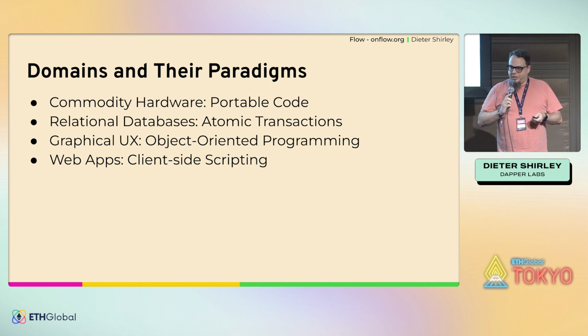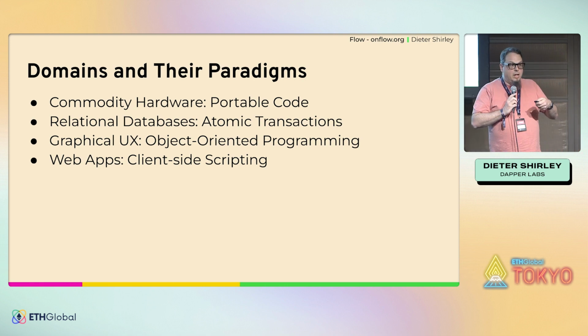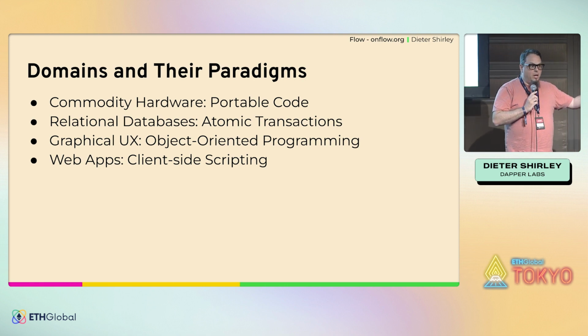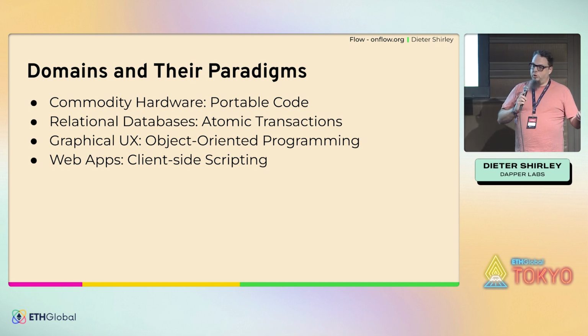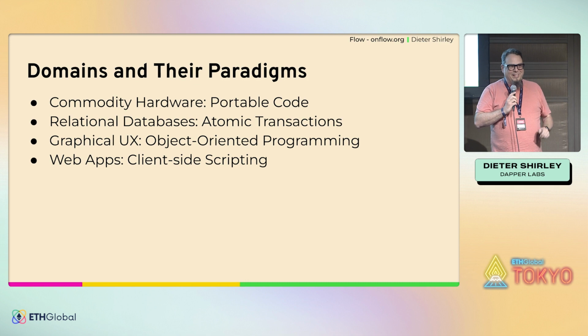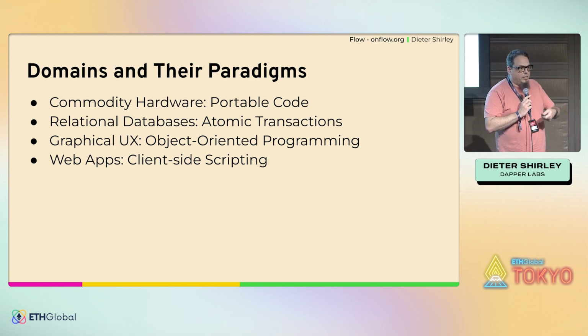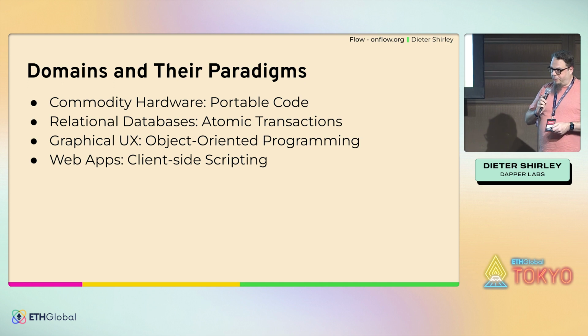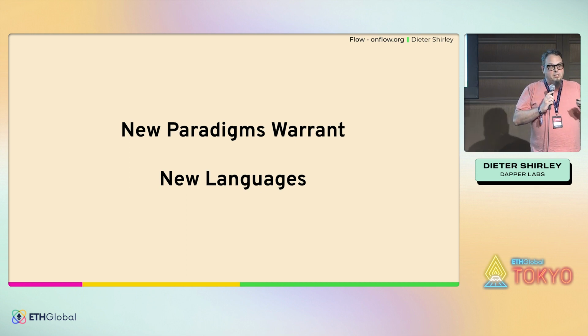Then when we introduced relational databases, we had a new concept of atomic transactions. This was a new paradigm, a new tool that developers needed to leverage in order to use this new software domain. When we had graphical user experiences, we started to use object-oriented programming. And when we started to create pervasive web applications, we needed some sort of client-side execution environment for scripts.